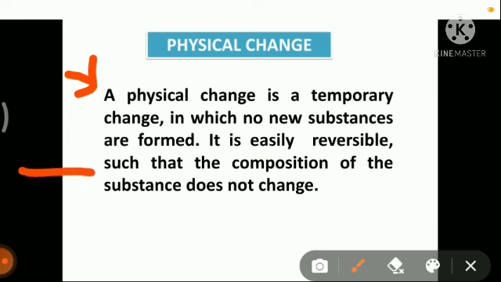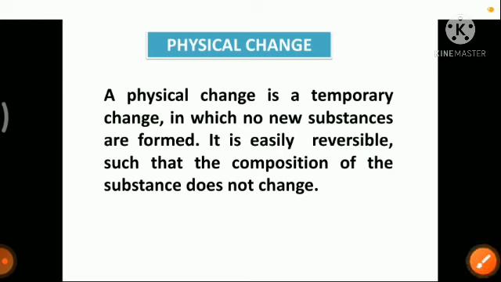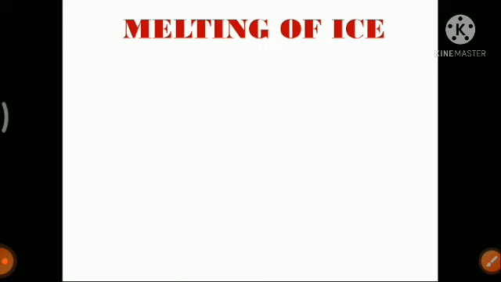So to understand what this definition actually is, we will go through some examples. The first example is melting of ice. Many of you, I think, know about this, and for those who don't, we will be discussing it here in detail.